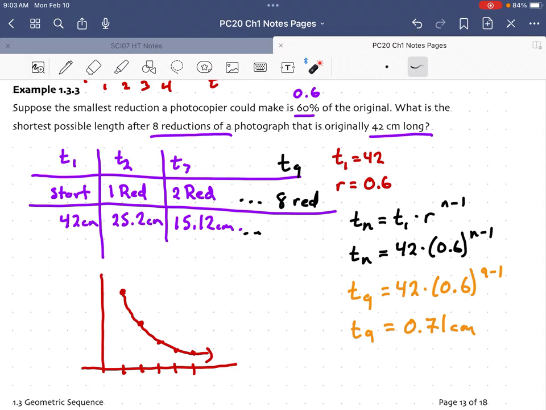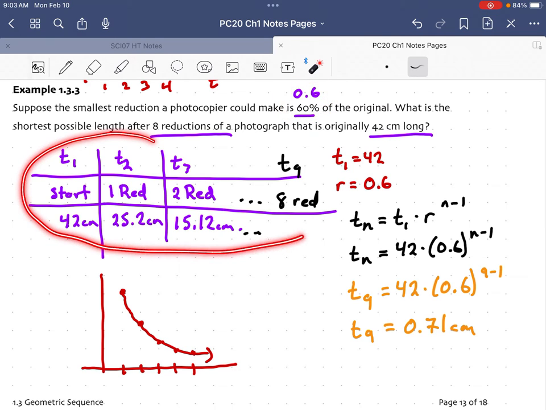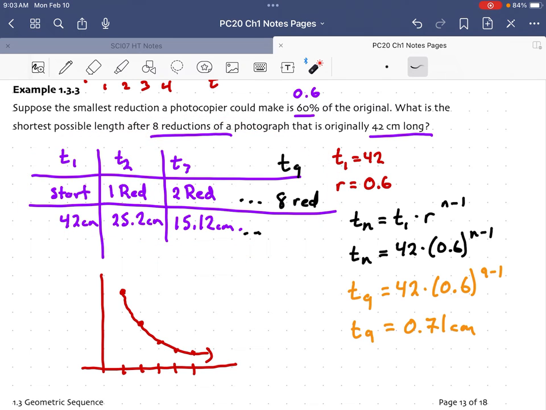All right, so again, what's important? Turn the percent into a decimal. Analyze your geometric series. Figure out term 1 and common ratio. Formula for the general term. You can use that to solve for the problem.